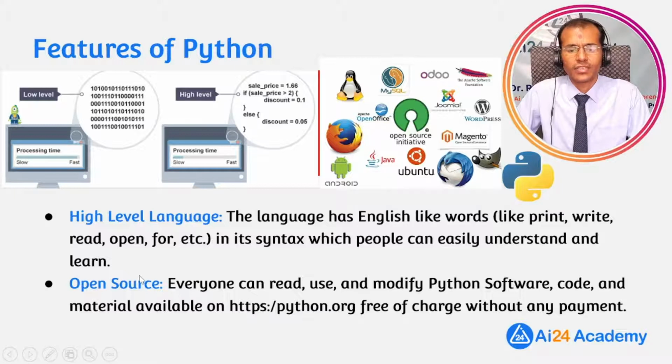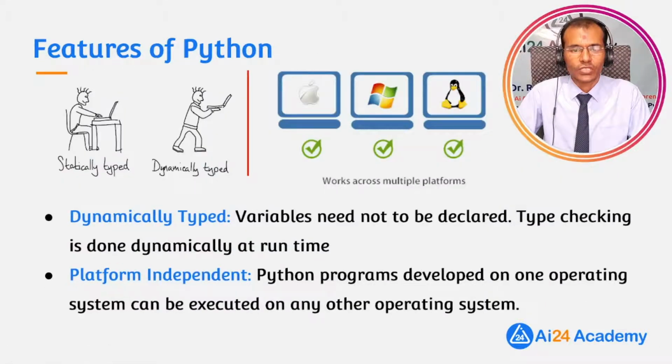The next feature is open source. We all know that Linux, Ubuntu, Android, OpenOffice, WordPress, Magento, all these are frameworks, tools and operating systems which are open source. Open source means everyone can read, use, modify Python software, code and material available at python.org free of charge without any payment, and this way Python is an open source programming language.